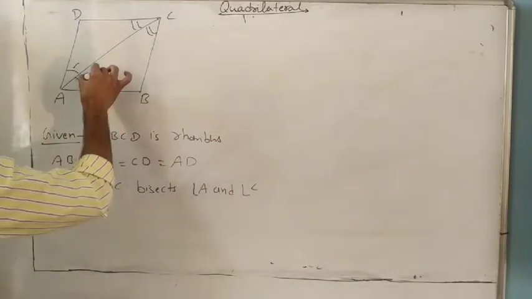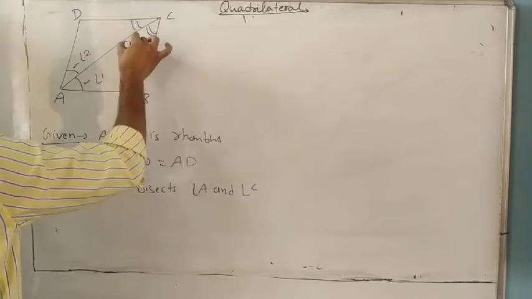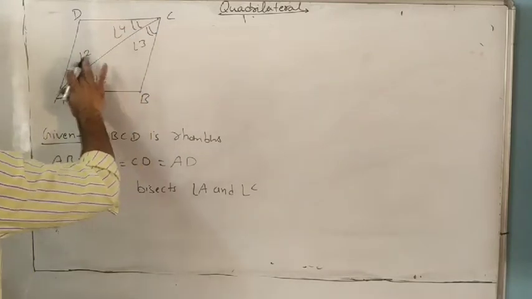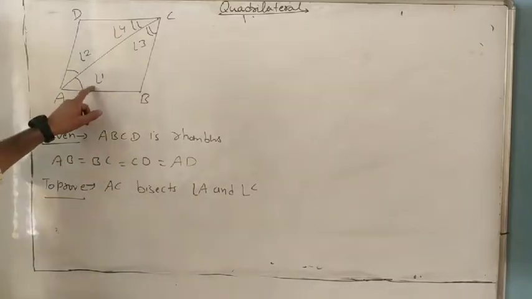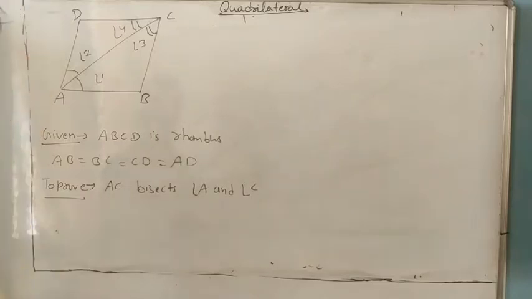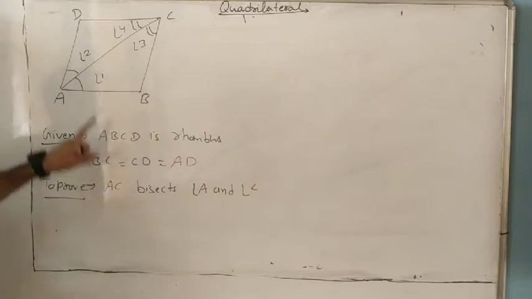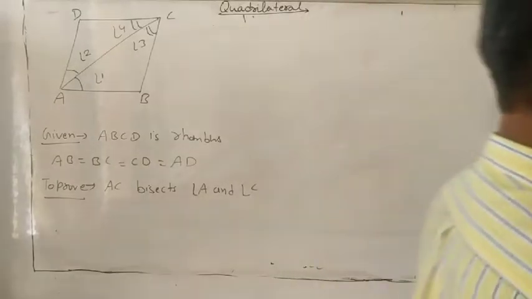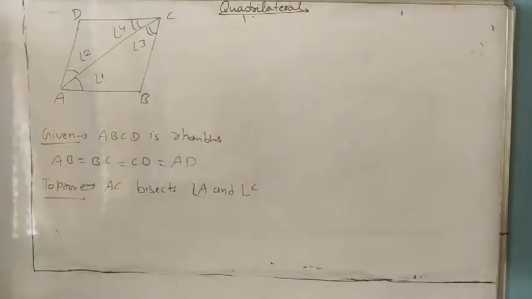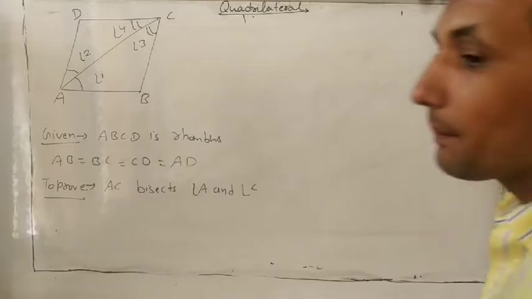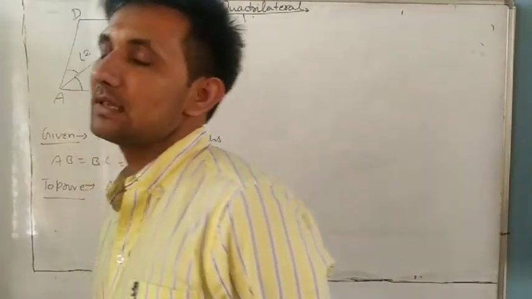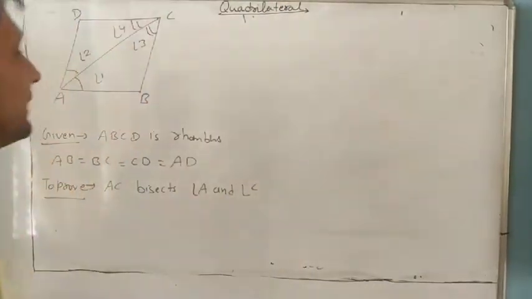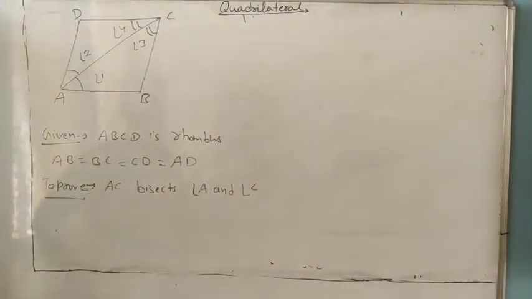Understand? So you can give the names angle 1, angle 2, angle 3, angle 4. What we want to prove is that angle 1 equals 2, angle 3 equals 4. So how will you show that? If we want to prove that angle 1 equals angle 2, and ABCD is a rhombus, rhombus means it is a parallelogram also. Yes, every rhombus, every square and every rectangle is a what?